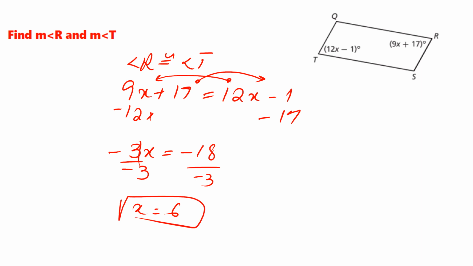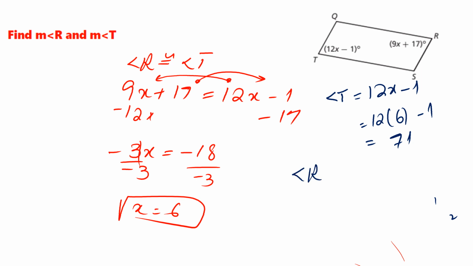Now what we have to do? We have to substitute the x in the given equations. So angle T is 12x minus 1. So 12 times 6 minus 1. 72 minus 1 gives us 71. Similarly, angle R is 9x plus 17. Substitute the value and you will get again 71.